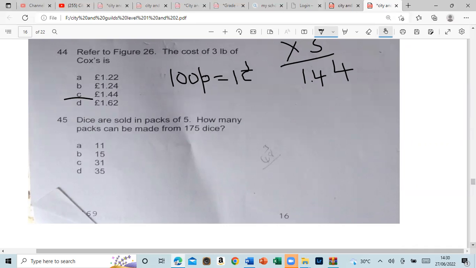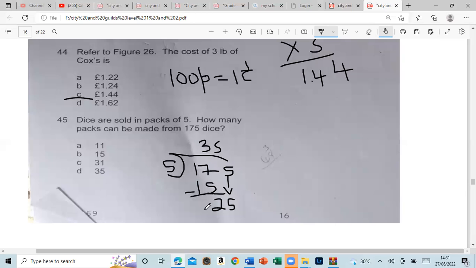Dice are sold in packs of 5. How many packs can be made from 175 dice? All right, so 5 packs. The dice are sold in packs of 5. How many packs can be made? So we have to divide, right? Or we could multiply 5 into this. 5 into 25, that's 5. So that would be 5 5s are 25. So this is going to be 0 now. So that's 35 plus 8.